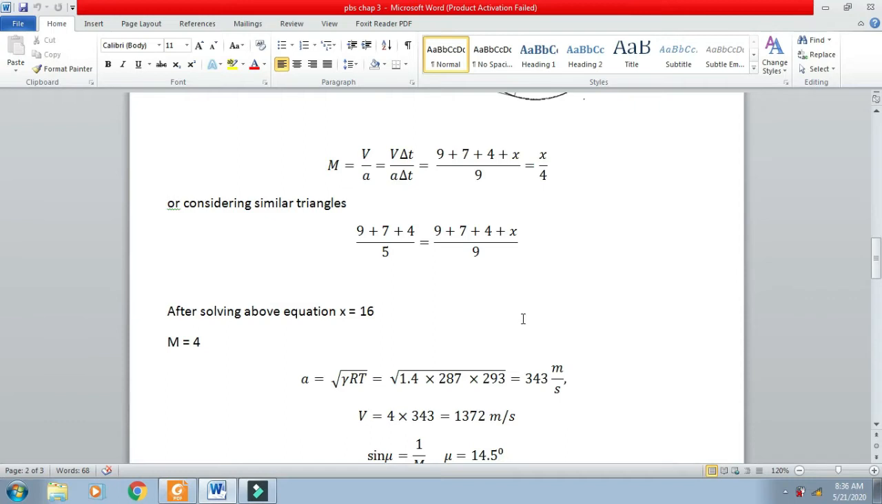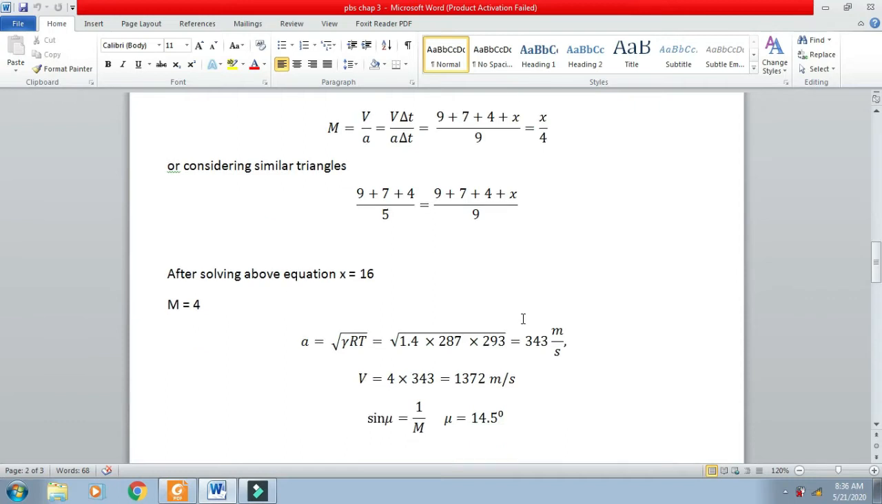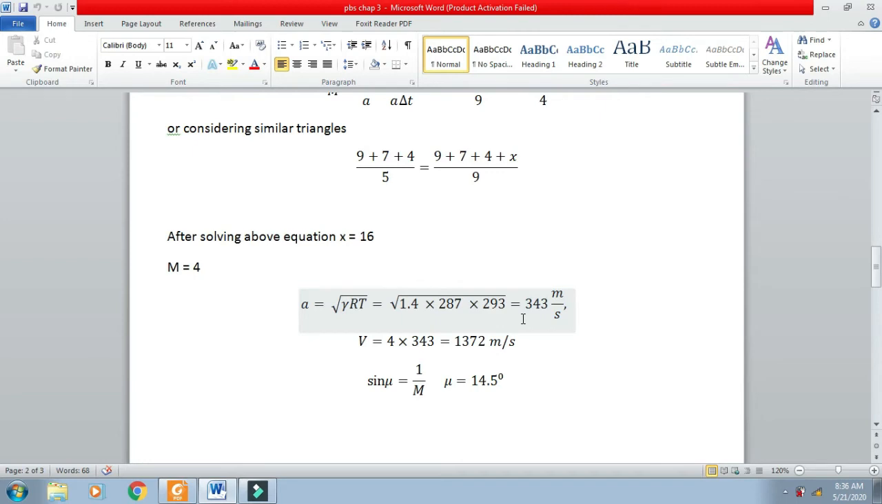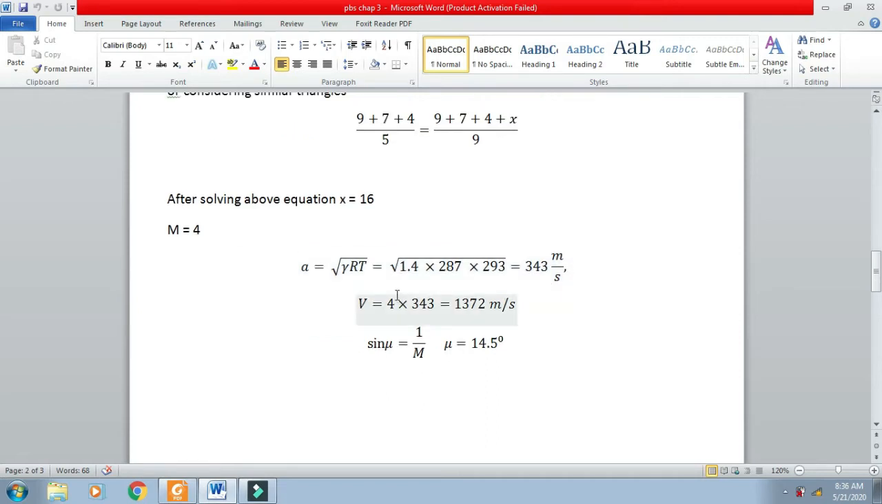After calculating x, the velocity of sound is the square root of gamma R T for the perfect gas. The temperature is 20, so in Kelvin it will be 293. After substituting the values, the velocity of sound is 343 meters per second. Then multiplication of the velocity of sound with the Mach number gives 1372 meters per second.